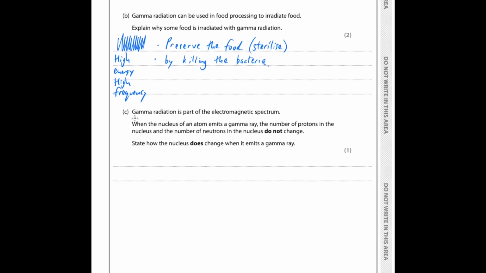Part C. Gamma radiation is part of the electromagnetic spectrum. When the nucleus of an atom emits a gamma ray, the number of protons in the nucleus and the number of neutrons in the nucleus does not change. State how the nucleus does change when it emits a gamma ray. So remember, gamma has got zero mass and zero charge. So if a nucleus gives out gamma, it's just giving out pure energy. What happens is the nucleus rearranges the particles so it becomes more stable.